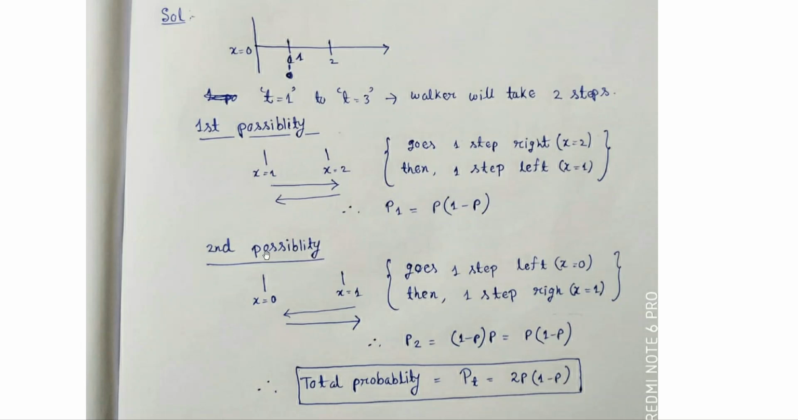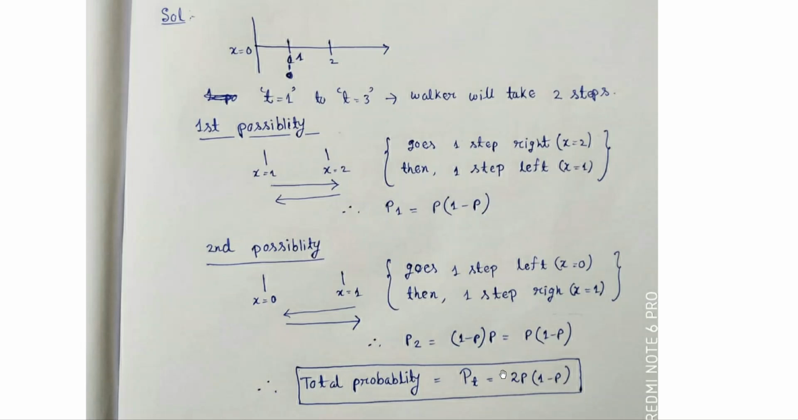The second possibility is the reverse of this. It is at x equals 1, it goes left first to x equals 0, and then comes back to x equals 1. So first going left, then going right. The probability for this case is 1 minus p for going left multiplied by p for going right, which is the same as p into 1 minus p. So the total probability will be the sum of these two cases, that is 2p into 1 minus p. These are the only two possibilities, I think, because it is a 1D random walker.